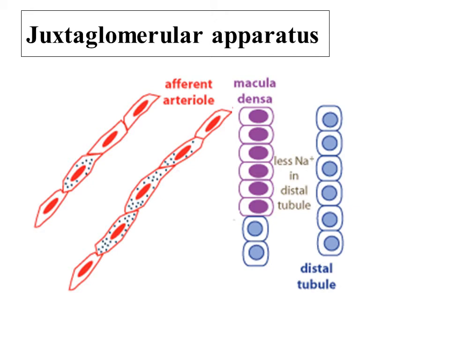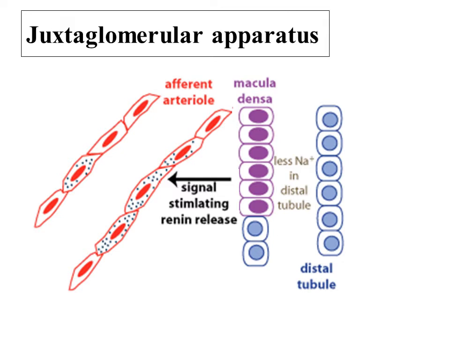The macula densa cells sense a decrease in sodium or chloride in the distal tubules. When the sodium or chloride decreases in the distal convoluted tubules, the macula densa cells will send signals to stimulate renin secretion or release in the blood from the juxtaglomerular cells.